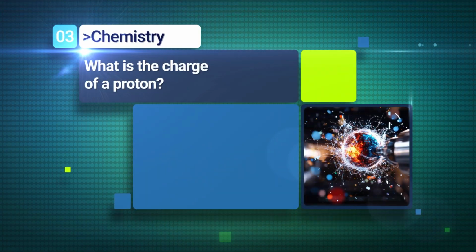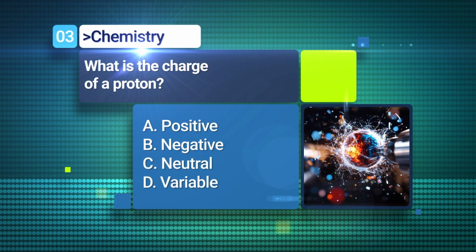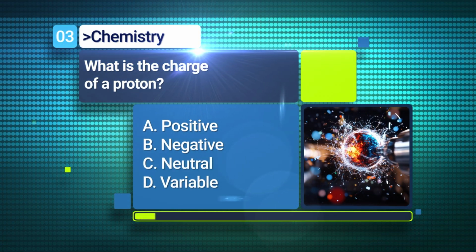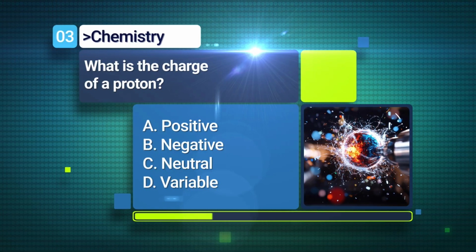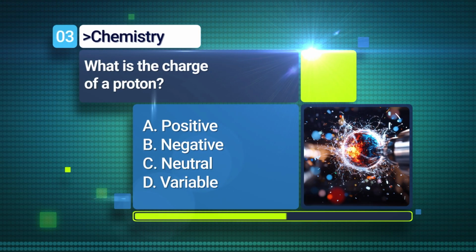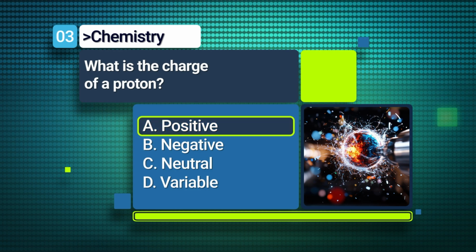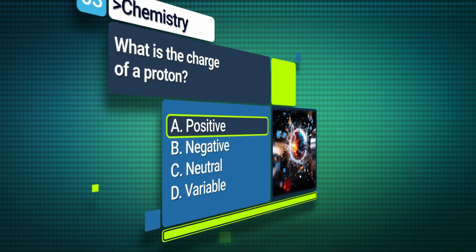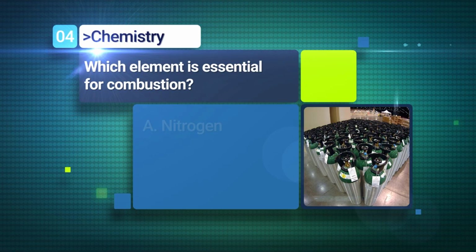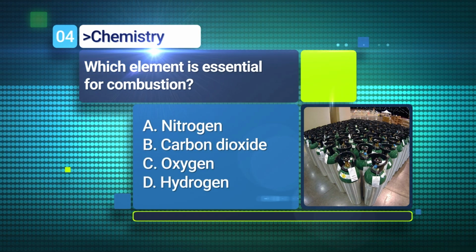Question 3. What is the charge of a proton? A. Positive. B. Negative. C. Neutral. D. Variable. Answer: A. Positive.